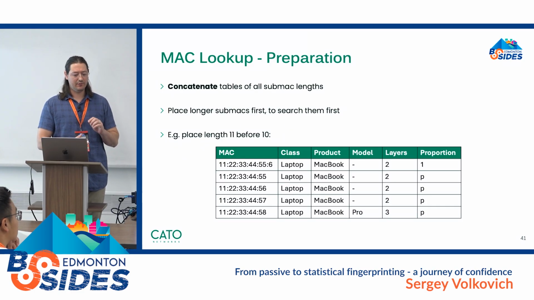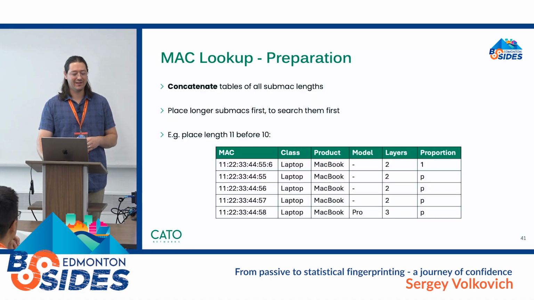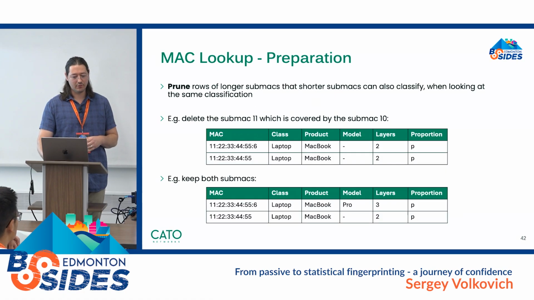We place the longer submacs on top to sort them first. They can contain more granular classifications, or it is much more likely that we will have enough devices for that. So we just put the length 11 before the 10, and we prune again. We like pruning. I swear this is the last time, I think.